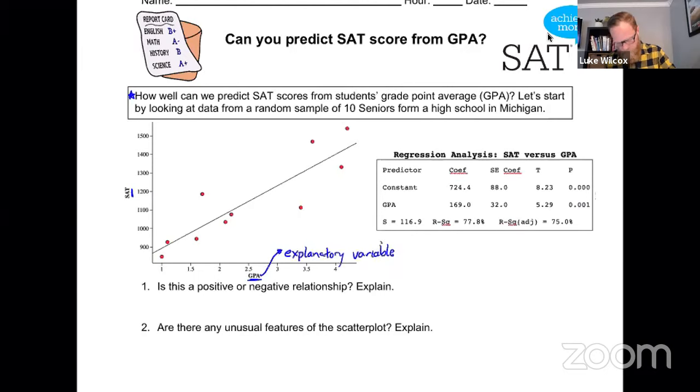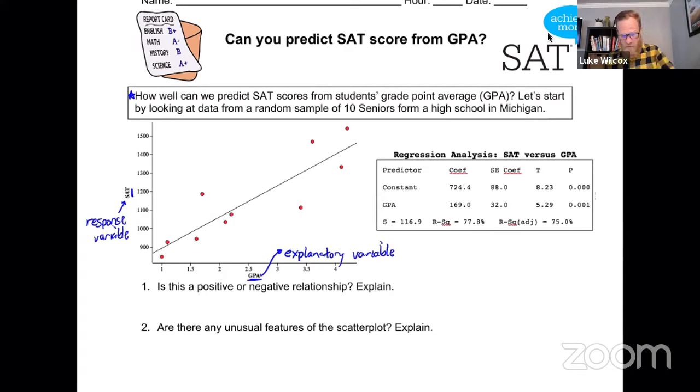So the other variable, the one that we are trying to predict here, is the SAT score. That is what's called the response variable. And we are always going to put our explanatory variable on the x-axis and our response variable on the y-axis.